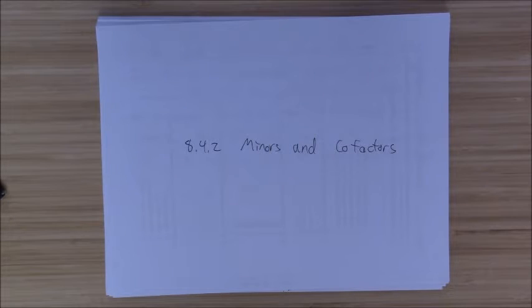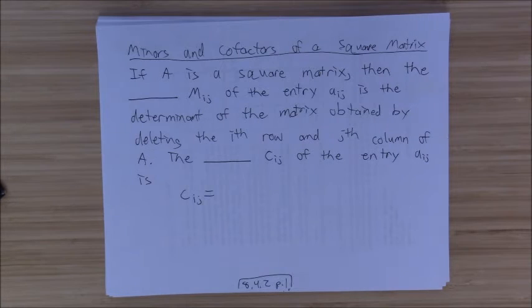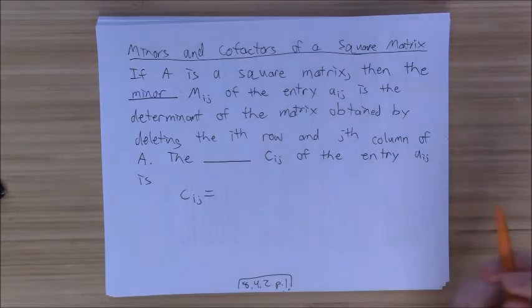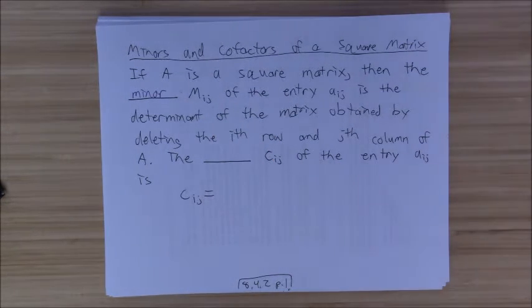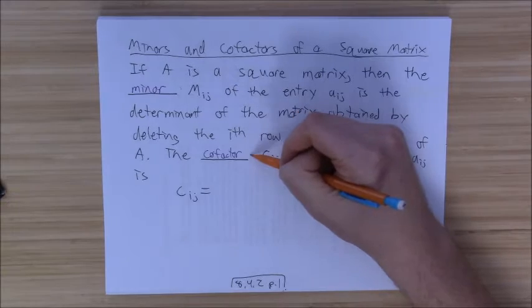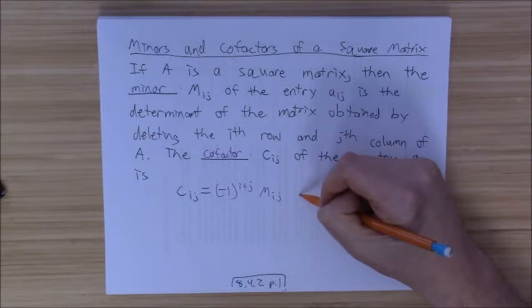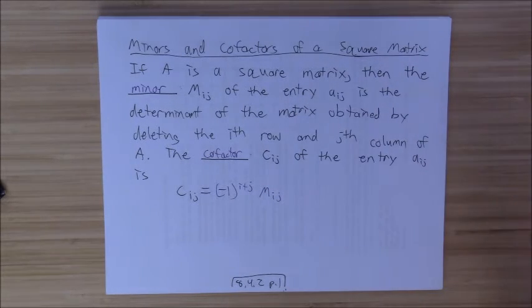In this video, we're going to start investigating how to take the determinant of a larger matrix than just a 2x2 by talking about minors and cofactors. Now here, if A is a square matrix, then the minor Mij of the entry Aij is the determinant of the matrix obtained by deleting the ith row and jth column of A. The cofactor Cij of the entry Aij is (-1)^(i+j) Mij.